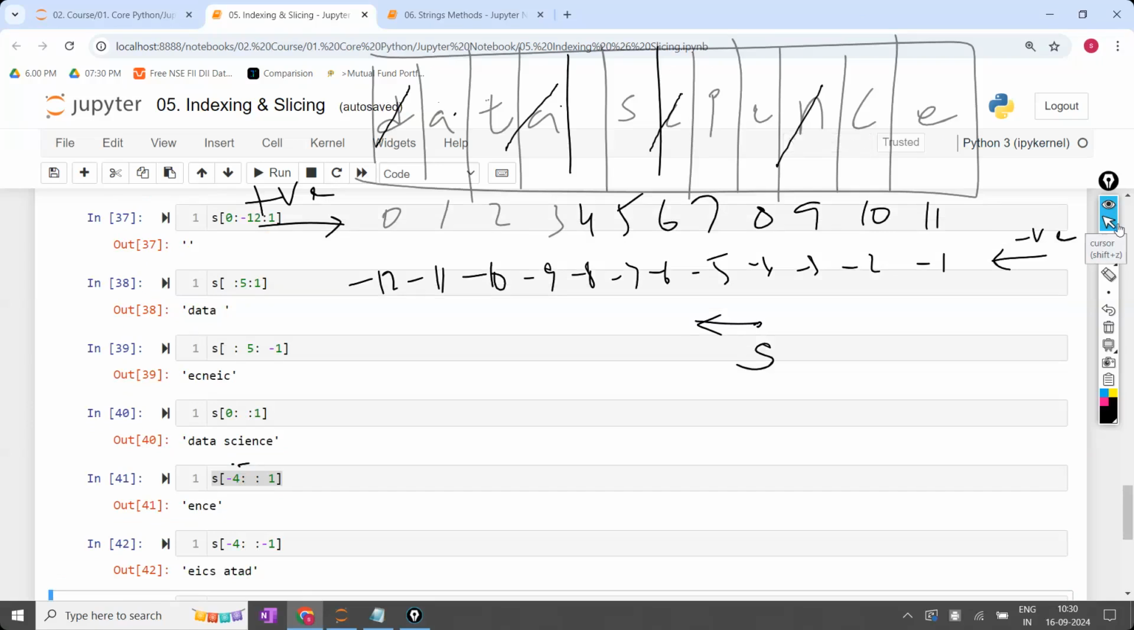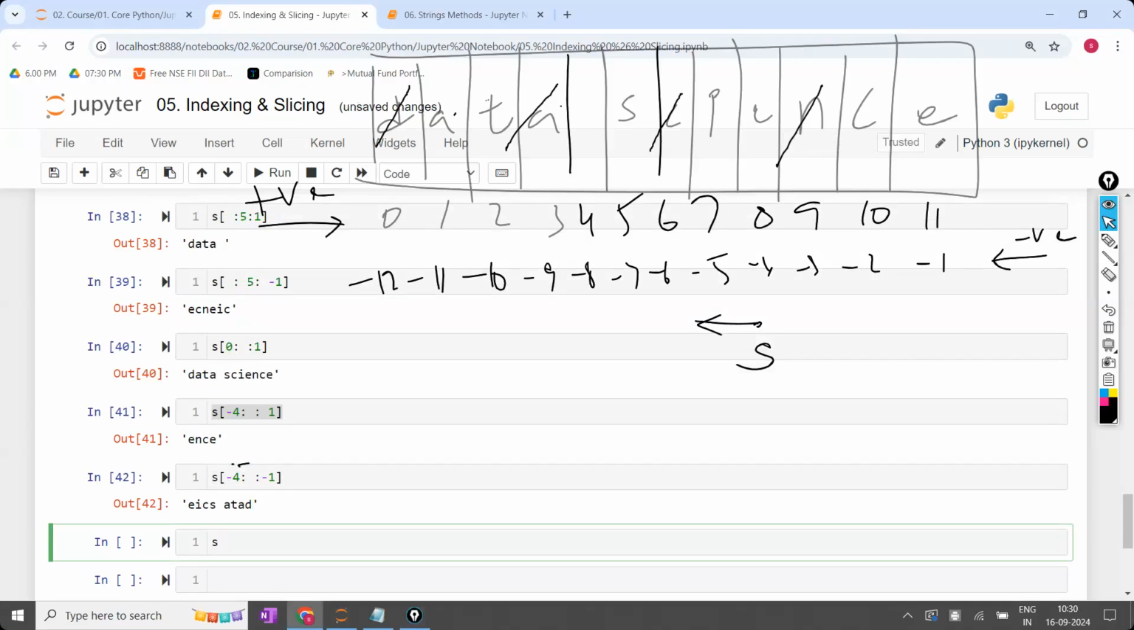The first one is not given, so the starting point is in that direction. The second number is not given, missed, so in that direction, everything. That is the meaning. Now tell me, guys, what is the meaning of this one? What is S of colon? First one I'm not giving. Second one also I'm not giving. Third one is +1. Now tell me the answer. What is the starting point? 0 is the starting point. What is the ending point? Everything. What is the direction? Positive direction. So from here, positive direction, everything.